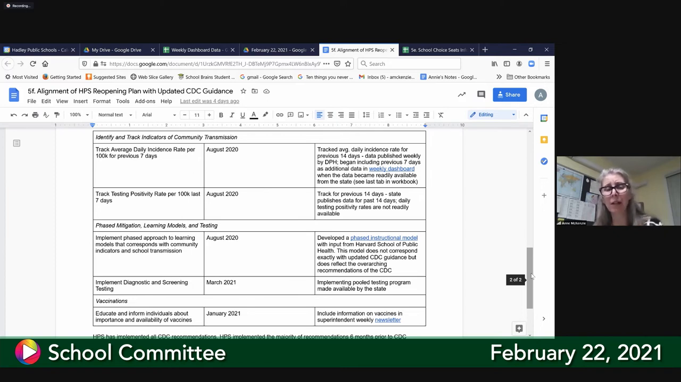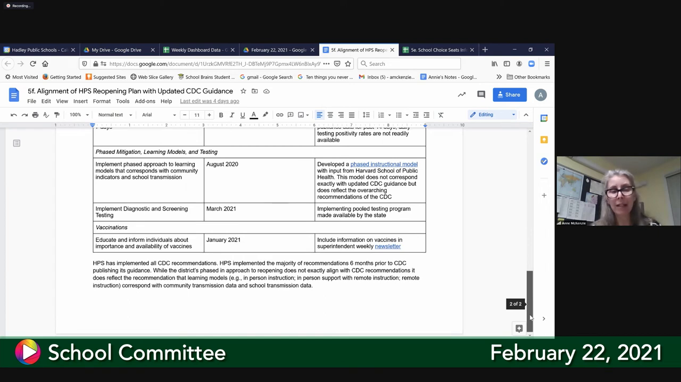And I will point out that they're recommending tracking daily incidence rate per 100,000 for the previous 7 days. When I show you the data for last week, you can see where I do that every week by hand for folks, because those data are available from DPH. The positivity rate for the last 7 days is not currently readily available from DPH. I did email them and say, given the new CDC guidance, can you make it as available as you've made the average daily incidence rate? I'm happy to do it by hand. And they said they're working on that. We do it over the last 14 days.